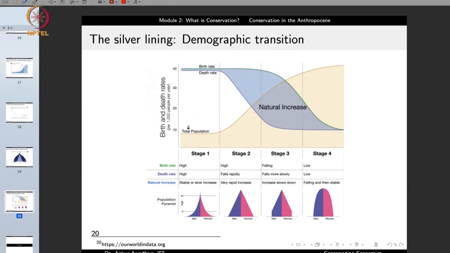In the first stage, the high death rate and high birth rate were able to counter each other, and the total population growth was small, which is what we saw for most of the presence of humans in human history. But then, starting from, say, around 1500 AD, we start seeing a large increase in population because we have now started to bring the death rates down.